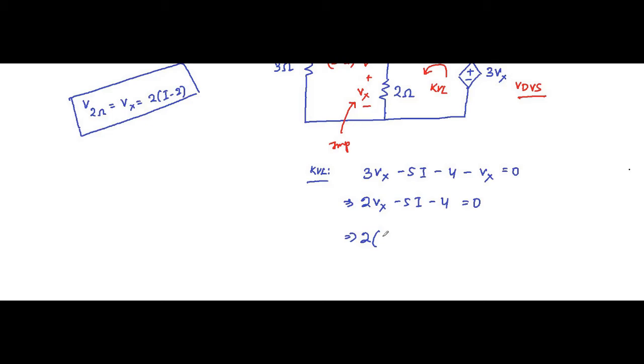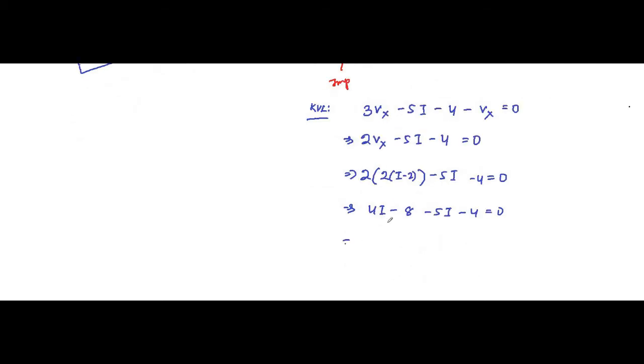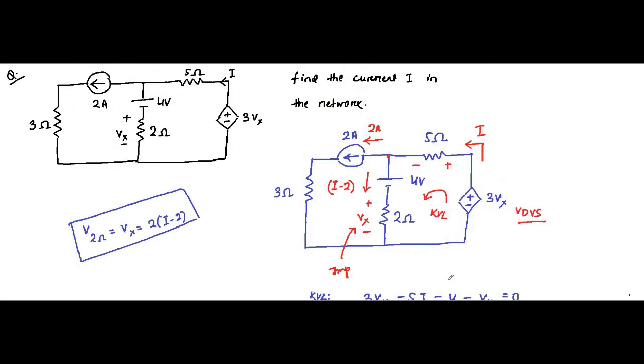2 into I minus 2 minus 5I minus 4 is equal to 0. That implies 4I minus 8 minus 5I minus 4 is equal to 0. 2 into I minus 2, that is 4 into I minus 2, 4I minus 8 minus 5I minus 4 is equal to 0. That implies minus I minus 12 is equal to 0. That implies I is equal to minus 12 ampere. We have got the value of I. I is equal to minus 12 ampere.